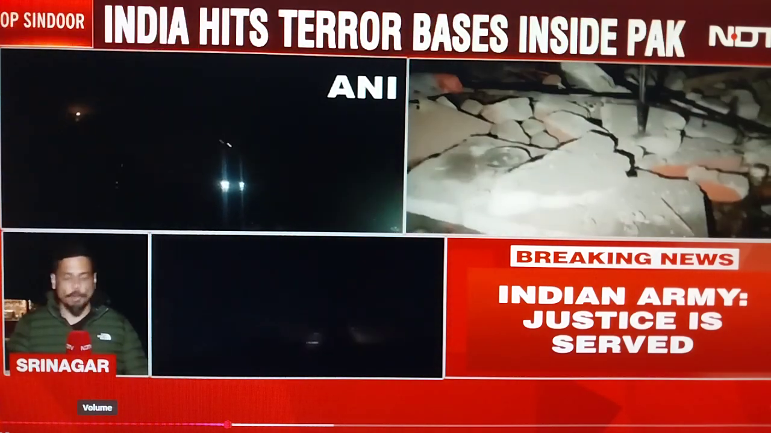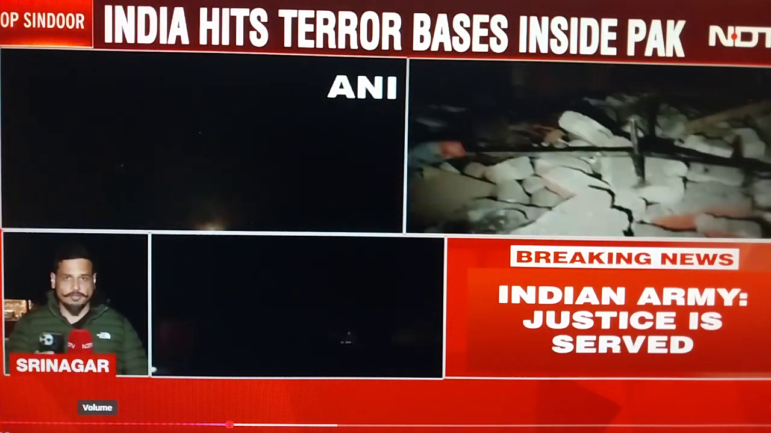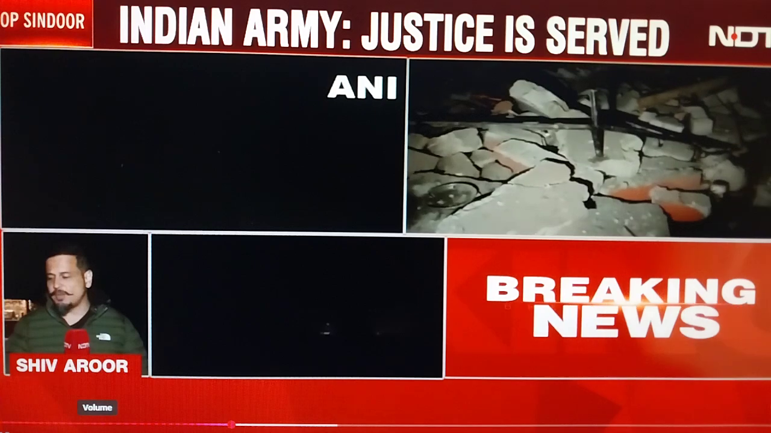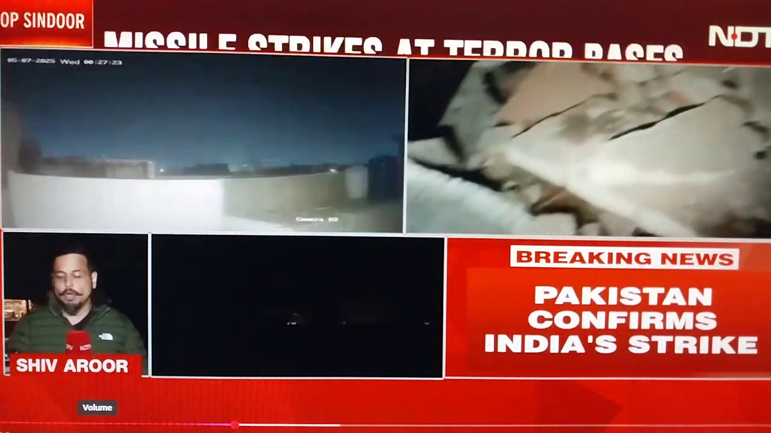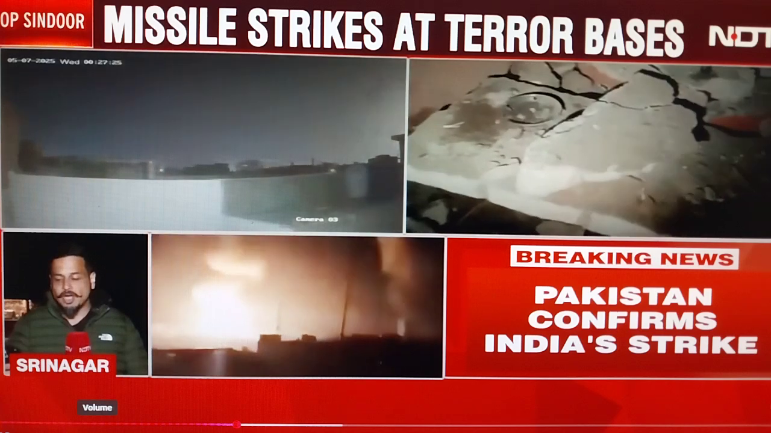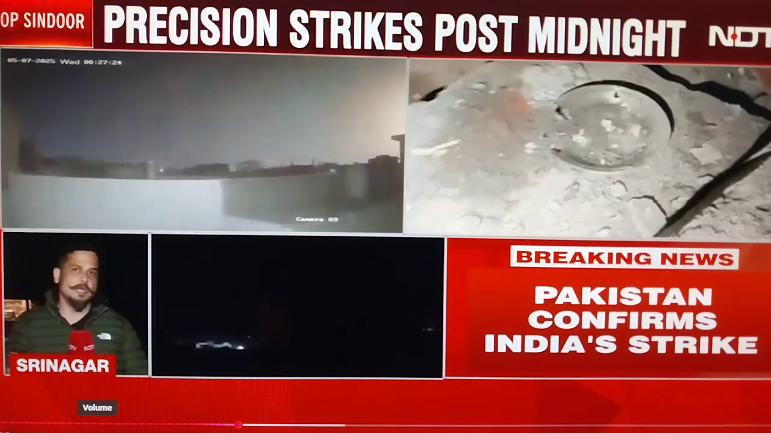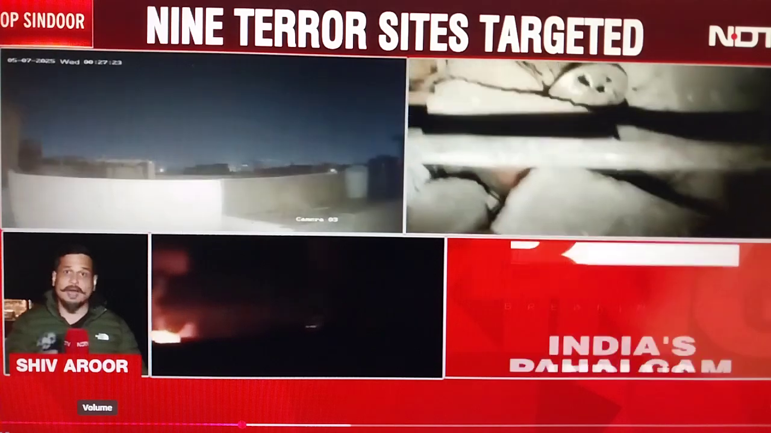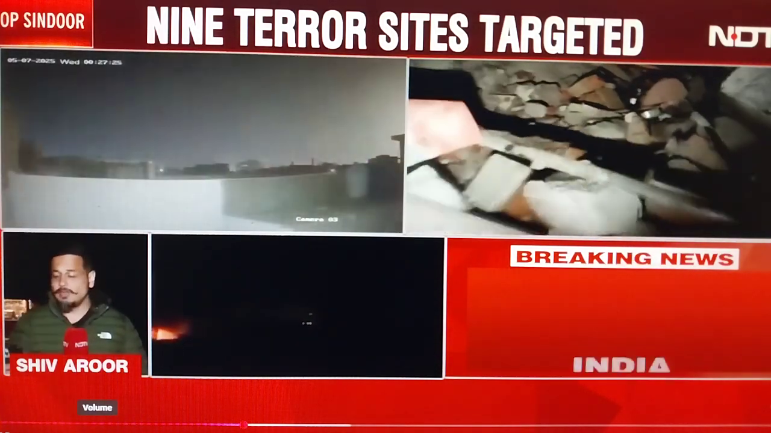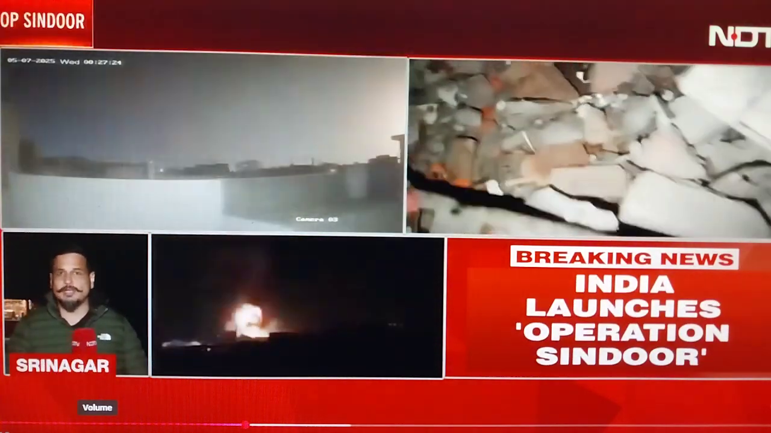Muridke, Bahawalpur, these are the 2 headquarters of the Lashkar-e-Taiba and the Jaish-e-Mohammed. At least 2 targets we're hearing from Muzaffarabad, Gulpur, Bhimber, Chakamru, Kotli, and a camp near the city of Sialkot. So remember, Sialkot and Muridke are in Pakistan, Ankit, and the remaining are in Pakistan-occupied Kashmir.